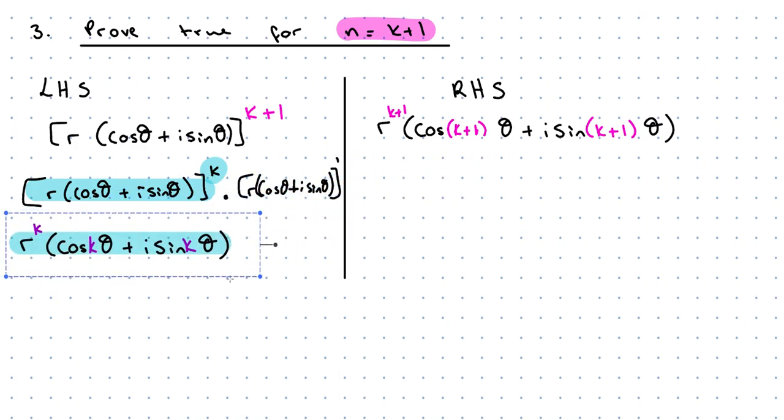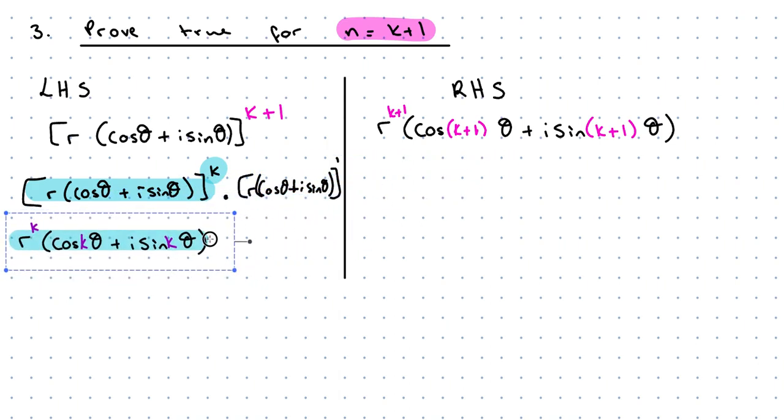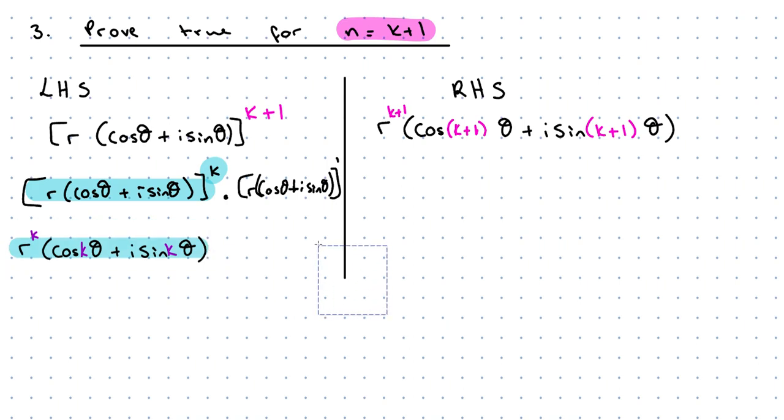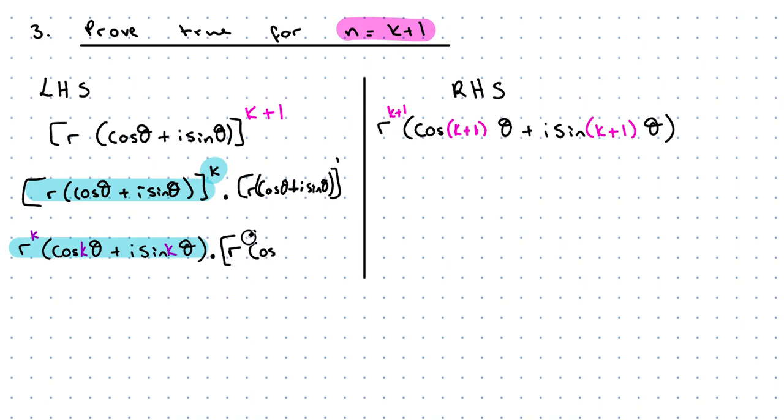So there it is. And then I'm not going to forget that what I have to do is I have to multiply it by r cos theta plus i sine theta. So I'm going to multiply that by r cos theta plus i sine theta to the power of 1, which remember is just 1.